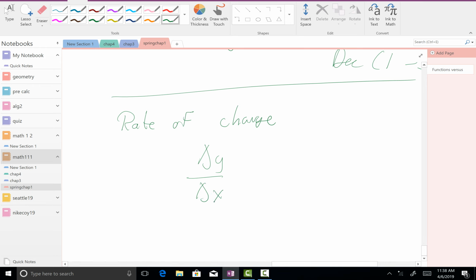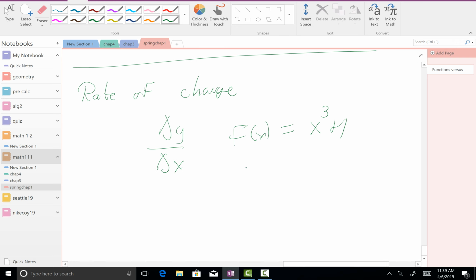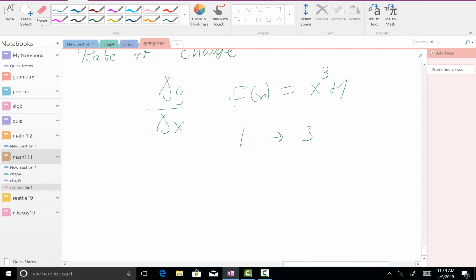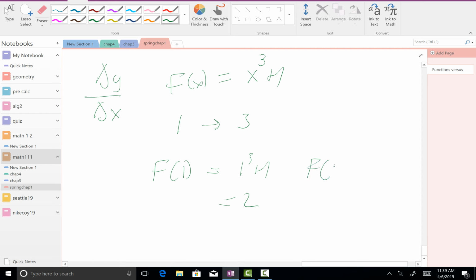All right, and they'll give you a function. And they'll tell you to find the rate of change from 1 to 3. So then you would just go, okay, I'm going to go f of 1 first, figure out what that is. Good, right? Now I'm going to figure out what f of 3 is.